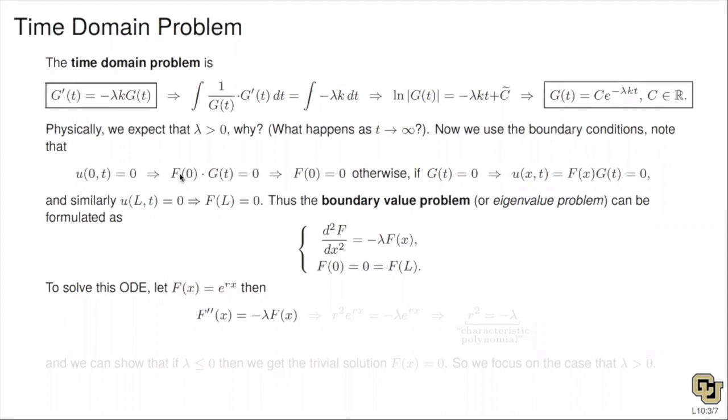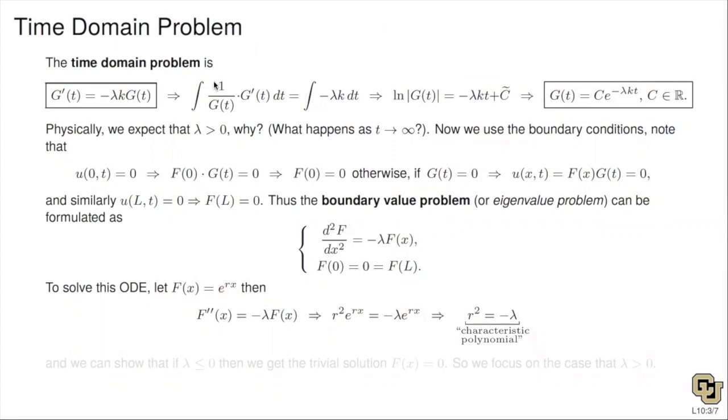Here, starting with the ODE, I want you to think about how we're going to use this assumption. e to the rx, I'm plugging in. That gives us r squared e to the rx equals minus lambda e to the rx, and then we cancel e to the rx because the exponential function is never zero. So I get r squared equals minus lambda. This is called the characteristic polynomial, and now we want to solve for r squared.